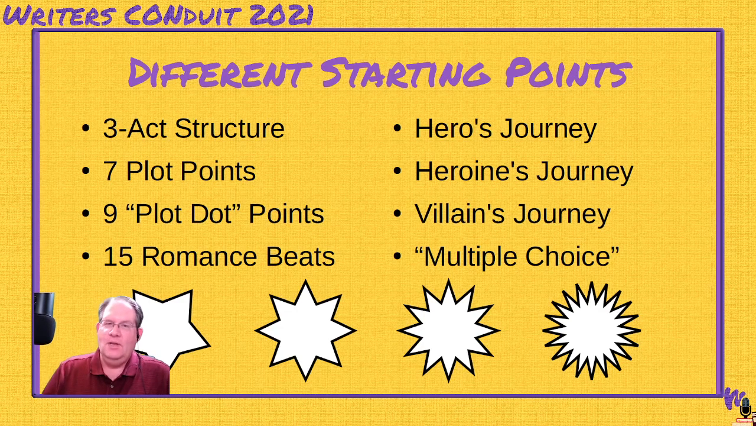Okay, so like I said, Randy Ingermanson likes starting with the 3-act structure. However, when I encourage people to outline their novel using the Snowflake method, there are many wonderful places to begin, such as the 7 plot points, the plot dot, which has 9, the 15 romance beats, the hero's journey, the heroine's journey, the villain's journey, and you have multiple choice, where you could put all of these ideas together and have a much richer start, and then just add onto it.